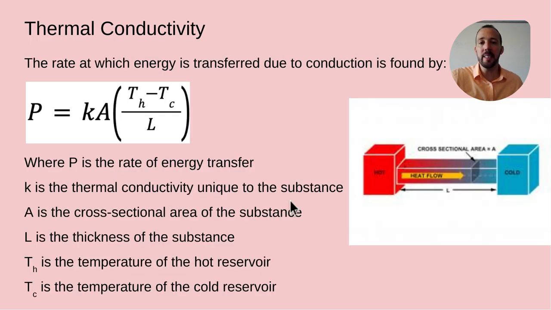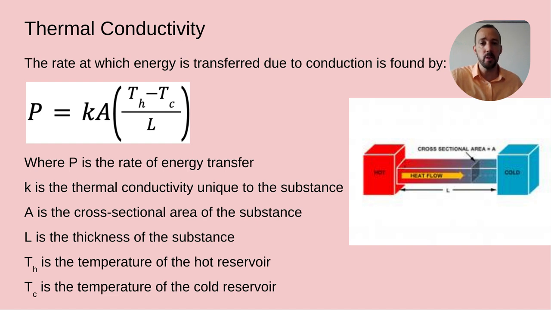We have thermal conductivity. Basically, energy is going to flow from the hotter place to the colder place. And we can calculate the rate at which that energy is going to flow using the following equation, where P is the rate of energy transfer. So again, we're talking about rate of energy transfer. That's power, which is why we're using P there. So basically, the power of this energy flow is going to be equal to K, which is the thermal conductivity unique to the substance.